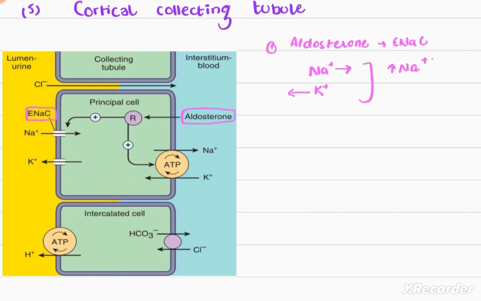However, we can also see that in the intercalated cells, the bicarbonate is reabsorbed, it is being transferred from inside the cell into the interstitium of the blood, and the proton, or the hydrogen ion, is going outside. So this is what is happening in the cortical collecting tubule, and the drugs which we are going to discuss now are the drugs that act in the cortical collecting tubule.